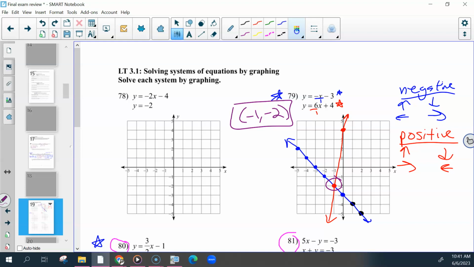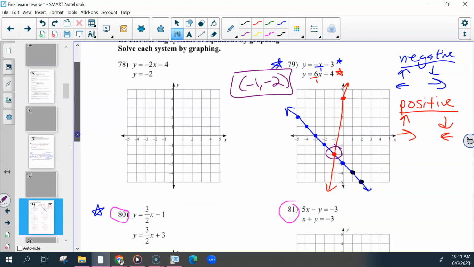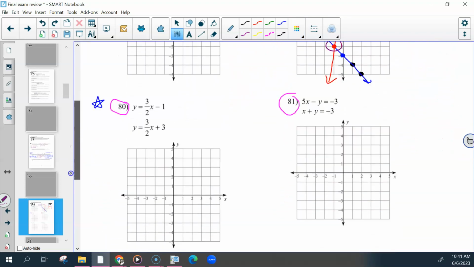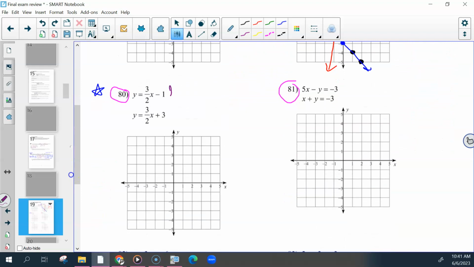I'm going to start graphing 80, but we'll probably finish it when we get back. So if I start with this first one, I'm starting at -1. My slope is positive, so we can go up 3, right 2 as many times as possible, and down 3, left 2. Connect those points and draw arrows through it.